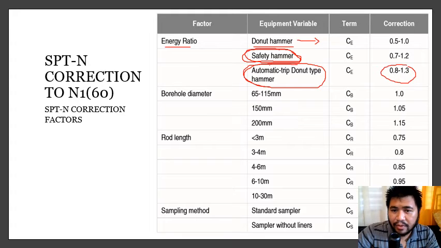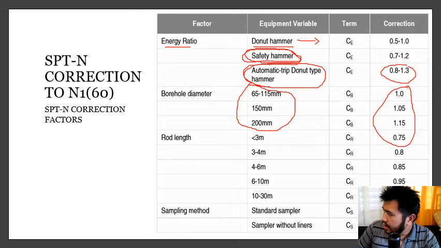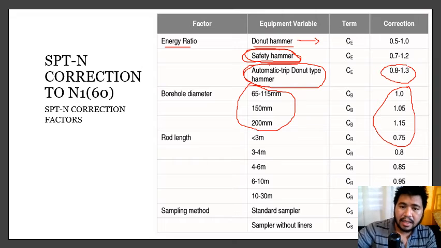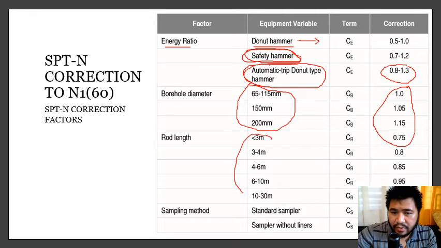All right, so for the borehole diameters, you have these numbers depending on the size. You can either manually measure the size of the borehole, or you can just determine the size of your drilling equipment, like NQ, PQ, HW, and from there you can determine the size of the borehole that is being made. Rod length, again, will depend on the depth of your drilling, so you have to do this correction per soil layer.